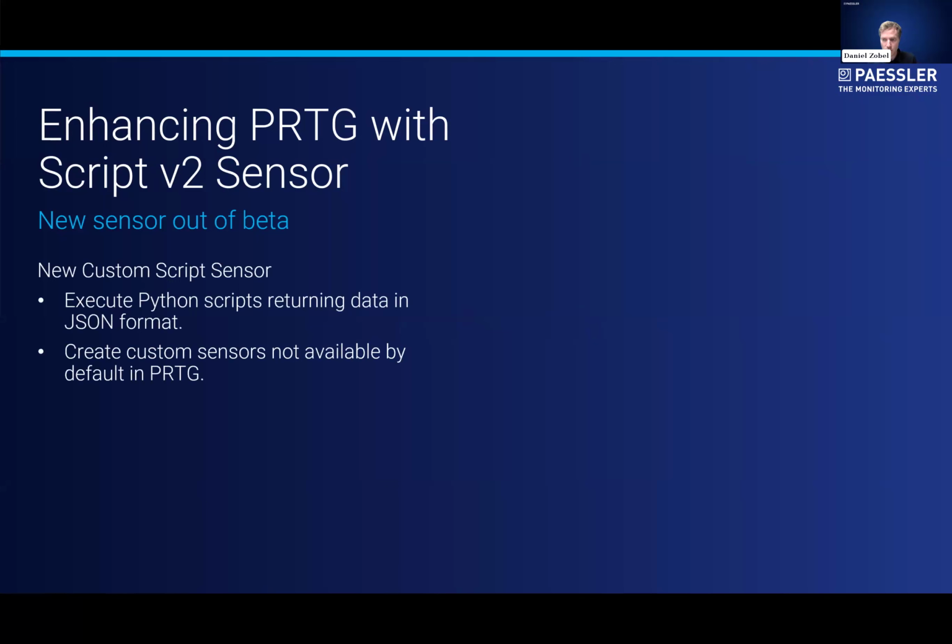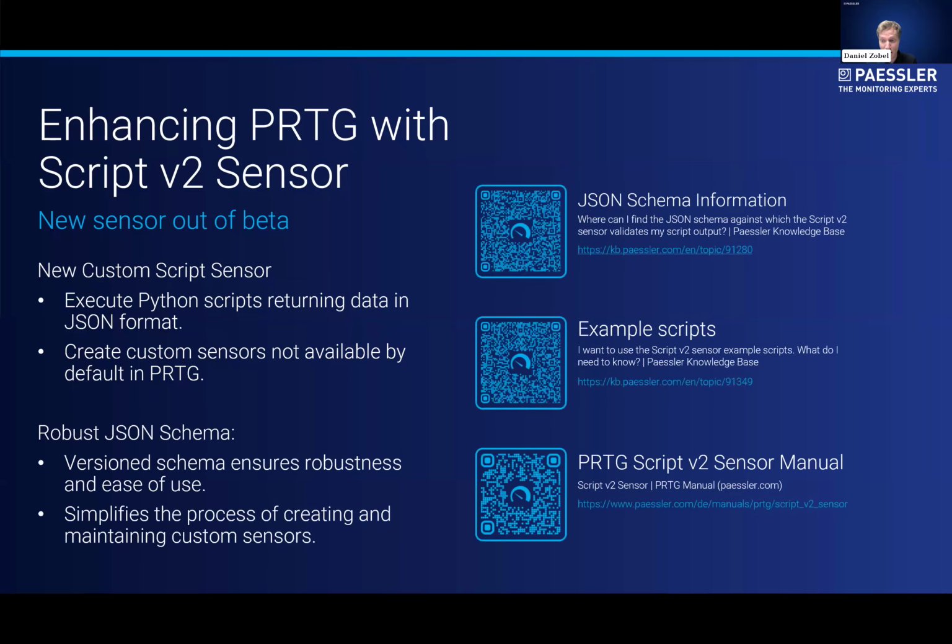So whenever you cannot find a sensor type that fits your specific monitoring need, you need to monitor something, but PRTG does not come with an out-of-the-box sensor for this, the custom script sensor is your go-to solution. It supports Python scripts and it returns JSON. And it makes it super easy for you to create your own sensors. We have also added something new. And attention, now a lot of new information pops up on the screen.